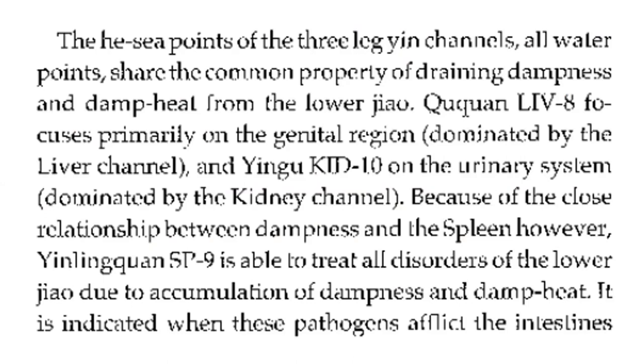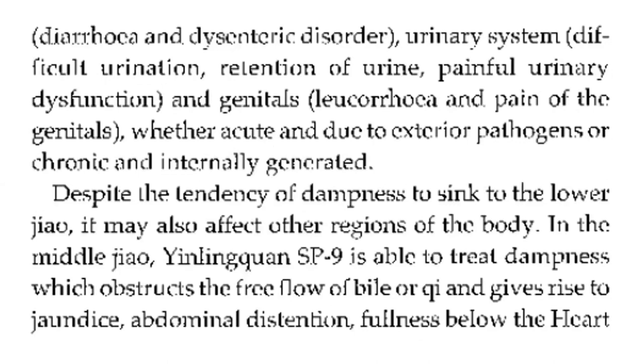Because of the close relationship between dampness and the spleen, however, Spleen 9 is able to treat all disorders of the lower jiao due to accumulation of dampness and damp heat. It is indicated when these pathogens afflict the intestine (diarrhea and dysenteric disorder), the urinary system (difficult urination, retention of urine, painful urinary dysfunction), and the genitals (leukorrhea and pain of the genitals), whether acute and due to exterior pathogens or chronic and internally generated.